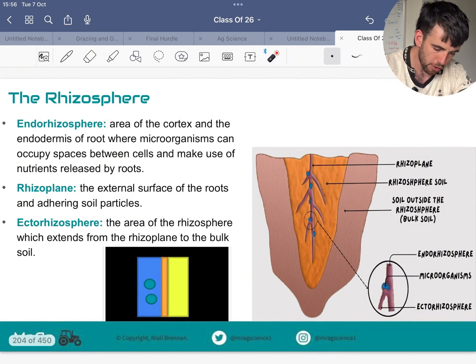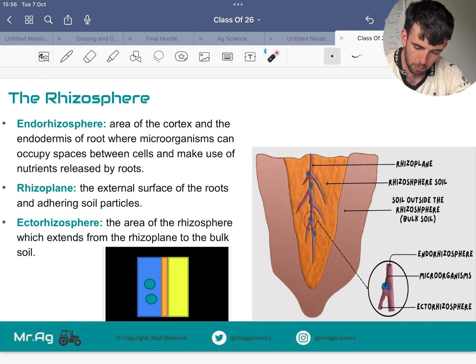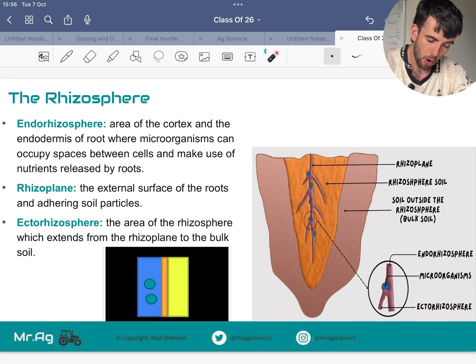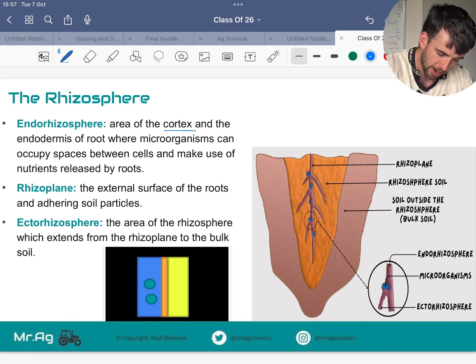So what we have here is our endorhizosphere. Now, I'm circling this here, I want you to replace this diagram here with this diagram over here to my left. So the endorhizosphere is the area of the cortex or endodermis.